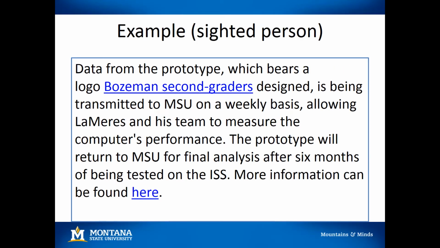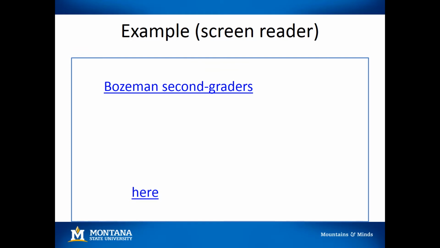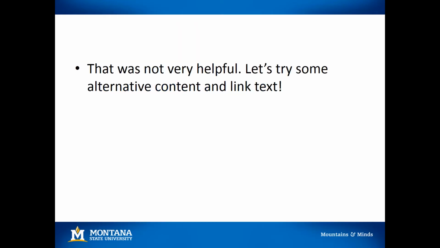You and I might see this paragraph. We understand that, okay, it's the logo that Bozeman's second graders designed, so I understand that's what the link is going to go to for Bozeman's second graders. And then I finish reading through the paragraph and it's talking about the prototype and it's being tested on the ISS. So I know if I click on here, it's going to be about more information on that topic. Here's what a screen reader will effectively see. Bozeman's second graders. And then the word here. Well, that's not very helpful.